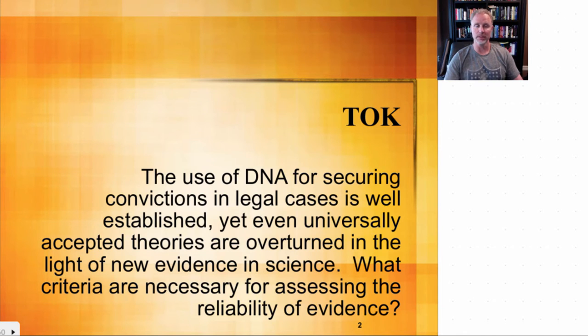Okay? So in the TOK portion of your notes, I need you to use it to answer the following questions. It says: the use of DNA for securing convictions in legal cases is well established, yet even universally accepted theories are overturned in light of new evidence in science. What criteria are necessary for assessing the reliability of evidence? So as always, take some time, write down an answer, and then at some point we'll go over these in class, and I'll be checking them within your notes too and giving you some credit for them.